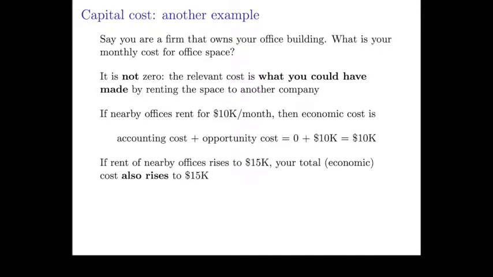Right, so the accounting cost is zero. But the opportunity cost, which is what you could have made by renting it out, is $10,000. So your total cost is $10,000. Now, if the going rate goes up, let's say the real estate market is very hot and the nearby office, similar properties start renting for higher, let's say $15,000, well then your cost is also rising to $15,000.